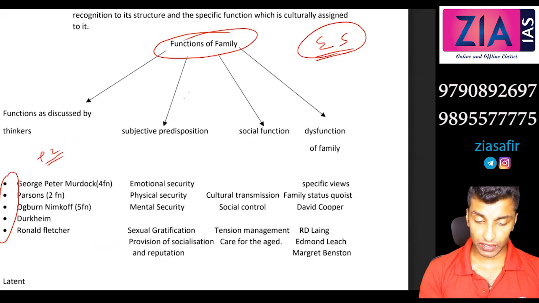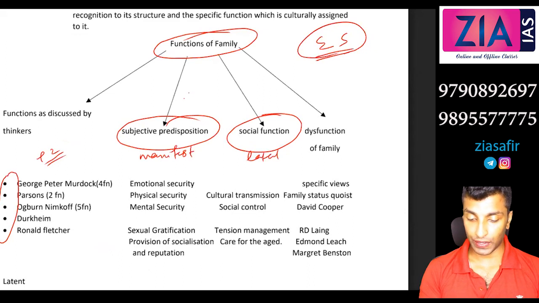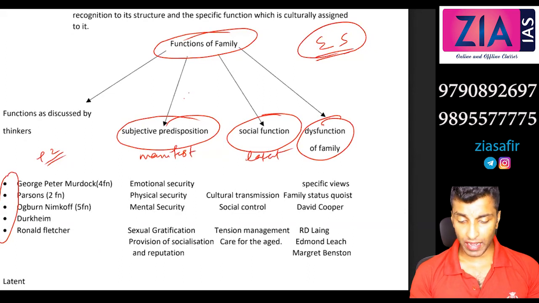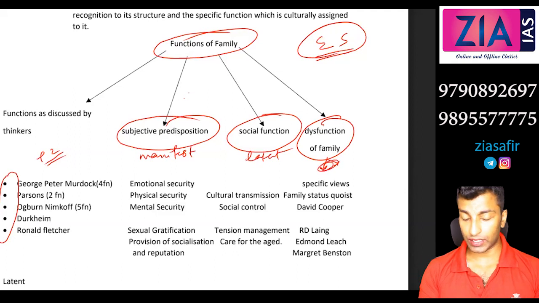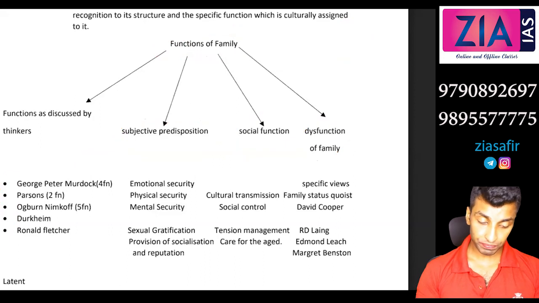So this is manifest function, this is latent function. So you write it down in your notes: manifest, latent and dysfunction. Here we are not separating manifest and latent, but we are writing the dysfunctions as discussed by the thinkers. So that will give you a very good answer.